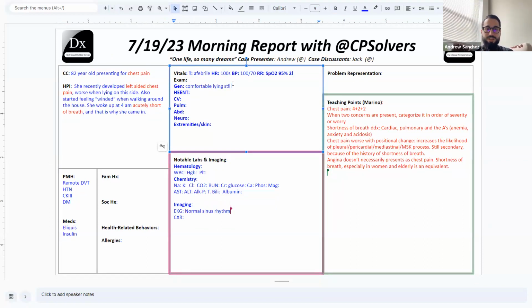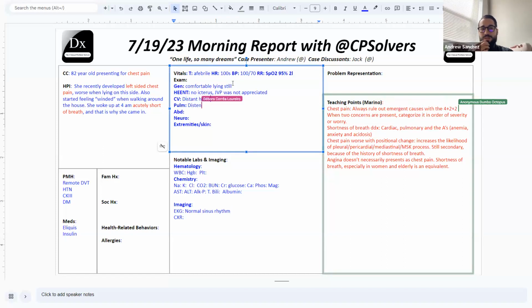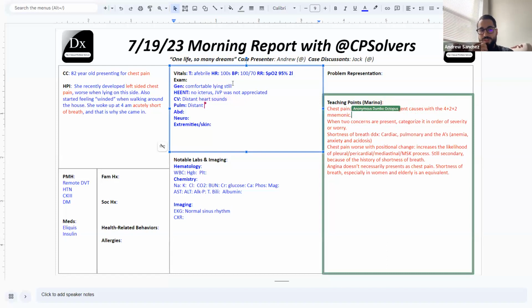I didn't appreciate JVD on her with her lying at about 30 degrees in the bed. Her heart sounds were distant, as well as her breath sounds posteriorly. I couldn't hear any crackles throughout all of the lung fields posteriorly. On her abdomen, she did not have any hepatomegaly or tenderness in the right upper quadrant. She was fully oriented on neuro exam, no gross deficits, and then she had pitting edema, about 1+, to the mid shins bilaterally.